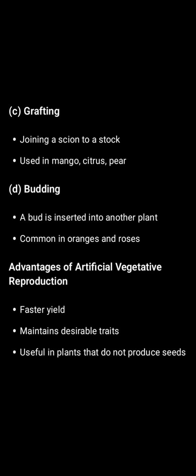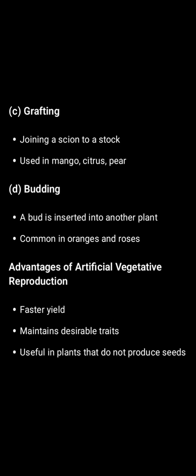Then we have budding. In budding, a part of the plant begins to grow out, and that part is called the bud. Then later on, you can cut out that bud, and that bud will develop into the new organism. It's common in oranges and roses as well.